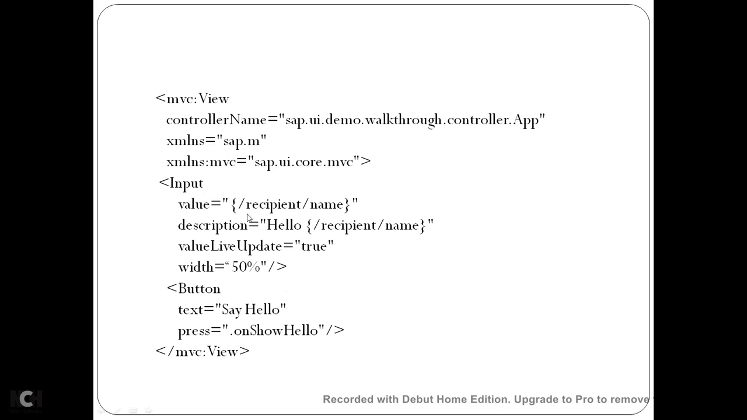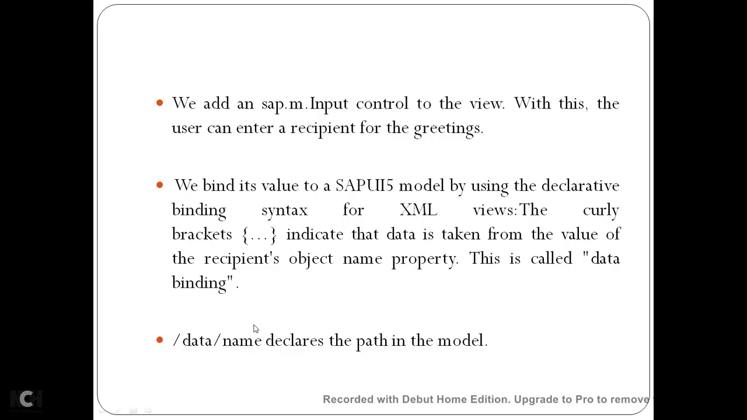This is XML coding. In the input we have just given the value as data/name, description "Hello data/name", valueLiveUpdate true, text say hello. We add an sap.m.Input control to the view. With this, the user can enter the recipient for the greeting. We bind its value to the SAP UI5 model by using declarative binding syntax for XML view.